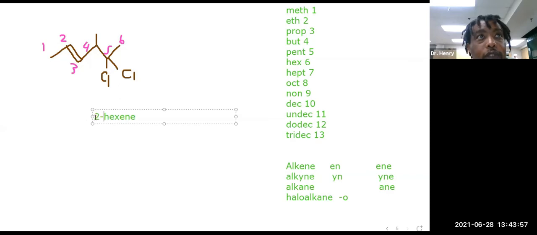And then what do I have on the 5 carbon? Cl and Cl? How many Cls do I have? 2. So what is the prefix that I use for 2? Okay, so I'll put 5, comma 5 to tell me that they're both on the 5 carbon. Di chloro 2 hexene. You guys see that?